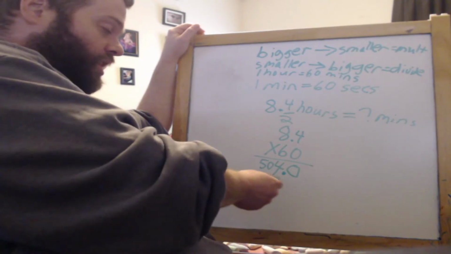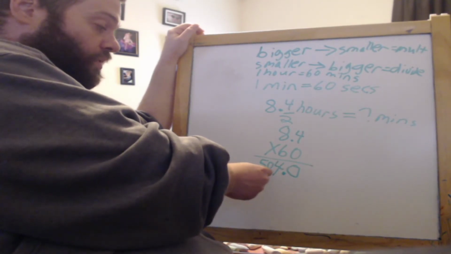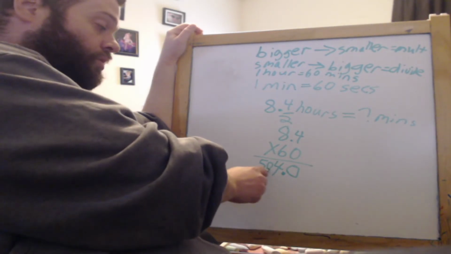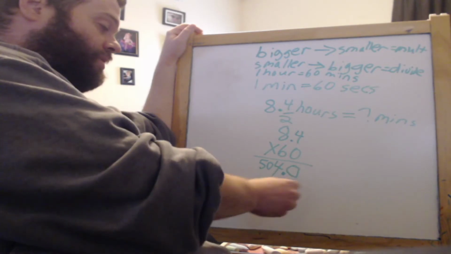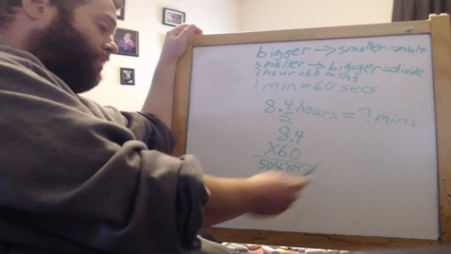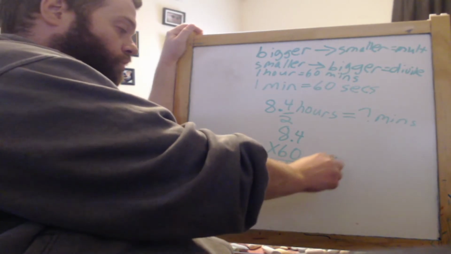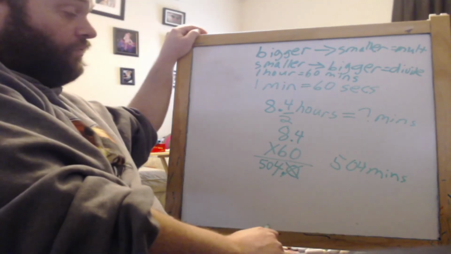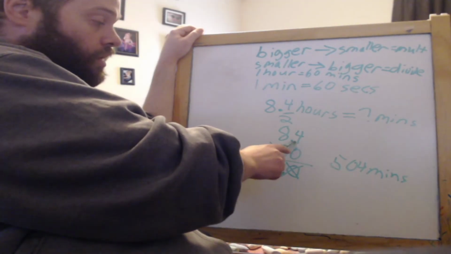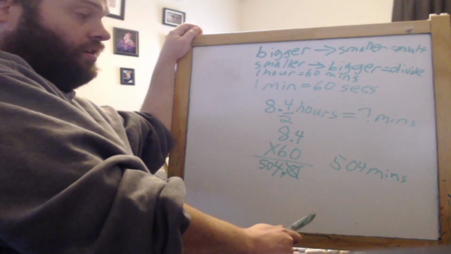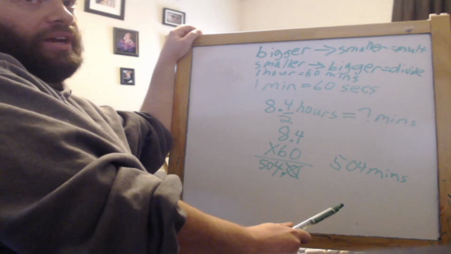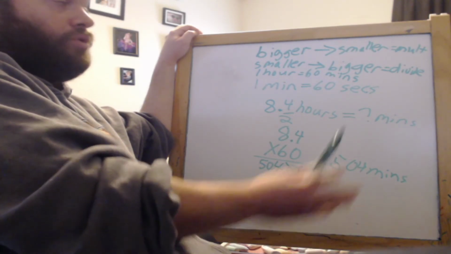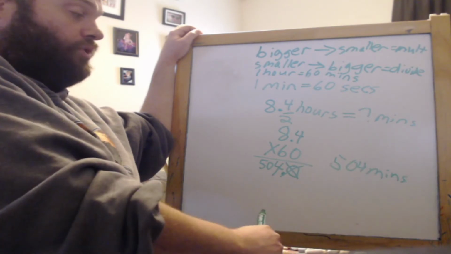Okay? And the answer becomes 504 and 0 tenths. 0 tenths is just equal to 0. So 504 and 0 tenths, actually, we could just cross this out, and it just becomes 504 minutes. Because 0.4, or 4 tenths of an hour, is actually 24 minutes, right? Because each tenth, 1/10 of 60 is 6. So 4 tenths would be 6 times 4, which is 24.